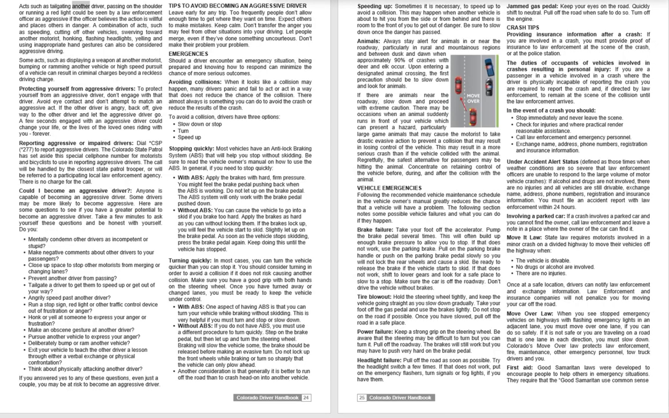Acts such as tailgating another driver, passing on the shoulder or running a red light could be seen by a law enforcement officer as aggressive if the officer believes the action is willful and places others in danger. A combination of acts, such as speeding, cutting off other vehicles, swerving toward another motorist, honking, flashing headlights, yelling, and using inappropriate hand gestures can also be considered aggressive driving.